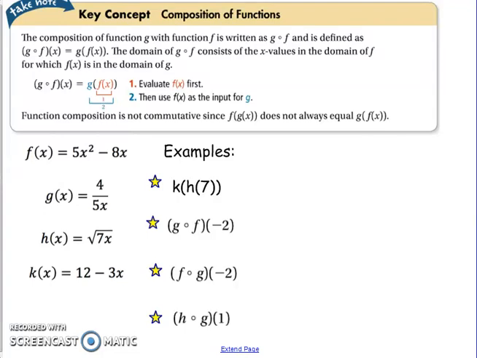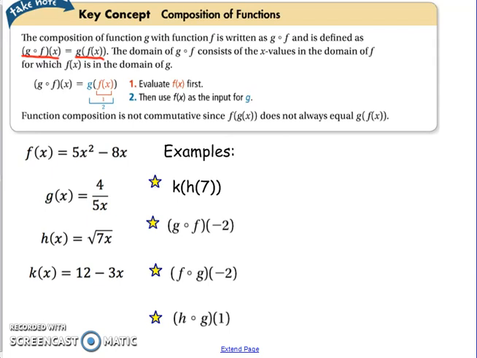Composition of functions is when you take two functions and you're plugging them into each other. It can be written two different ways, as shown in the box. It can be written with a circle, g circle f of x, which means that f is getting plugged into g. The other way to write it is g of f of x.